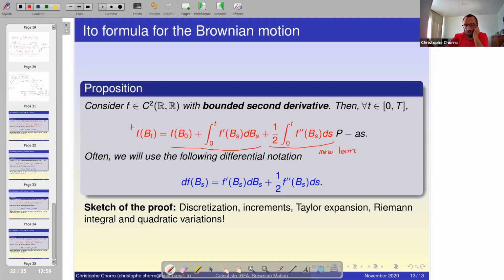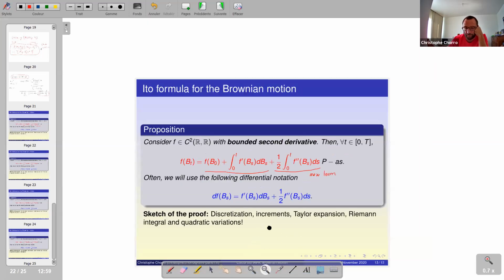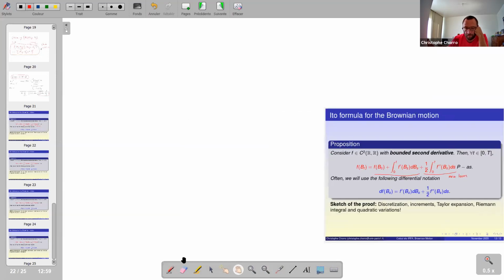So just a remark, in fact two remarks, before doing the proof, or the sketch of the proof. Because with the virtual board, I'm not sure that I will do all the computation in all details, but we will see. Let's see. So two remarks. First, why f of class C2 with f second bounded?